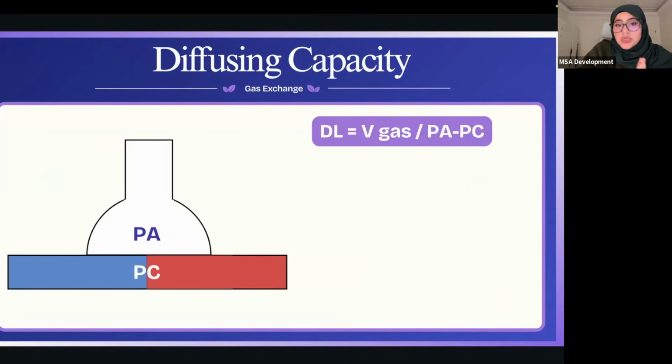Now, we want to focus mostly on diffusion capacity. And this is basically this equation flipped and reversed. It's diffusion capacity, which is the rate of diffusion over the driving force, which is just alveolar pressure over capillary pressure, because this is exactly where we're going to work right now.